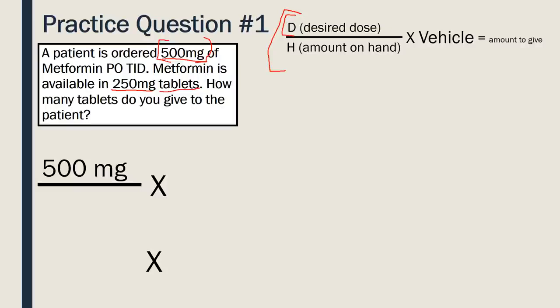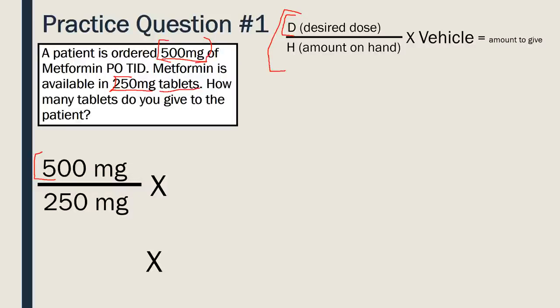The next one. What's the on hand? So let's take a look at the question. Metformin is available in 250 milligram tablets. So they don't have any 500 milligram tablets. They only have 250 milligram tablets available on this floor. So we're going to highlight that, and then we're going to put that at the bottom. So the on hand is 250 milligram tablets because that's all they have available.